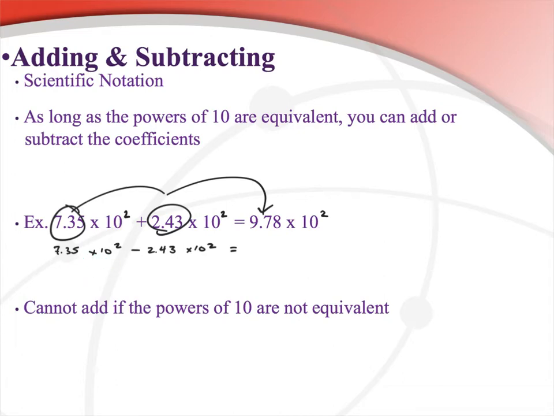Okay, the same thing is going to be true for subtracting numbers written in scientific notation. 7.35 times 10 squared minus 2.43 times 10 squared. Okay, all you have to do is just type those coefficients into your calculator. 7.35, okay, this one right here, minus 2.43, and we get 4.92, and then it's going to be times 10, and I just keep the exponent the same. Okay, so that's how you do that. So that's the rule there for adding and subtracting with scientific notation. Notice though, right, remember the powers of 10 need to be equivalent.